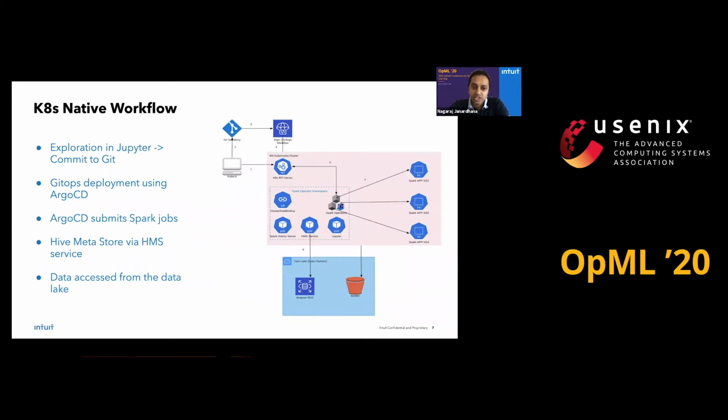There is a Hive metastore to share metadata of the data stored in the data lake, which is S3. The Hive metastore is deployed and managed as a service on the Kubernetes cluster. We also have Spark History Server, which is used to monitor the Spark jobs. Spark History Server is also deployed as a part of the Spark operator in the Kubernetes cluster.